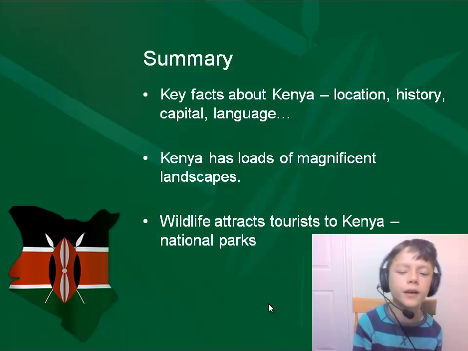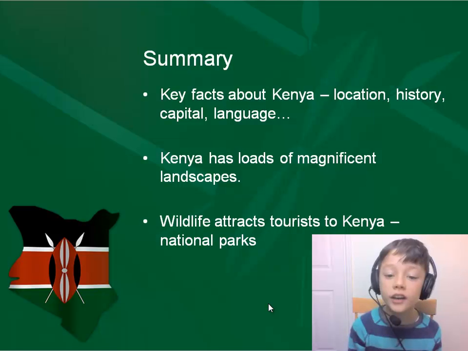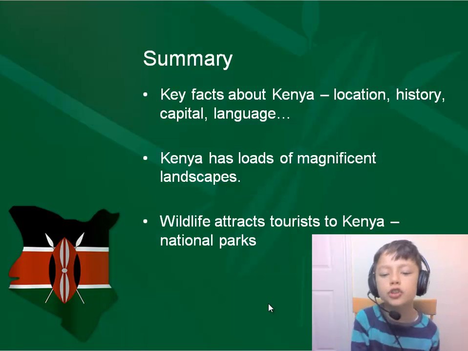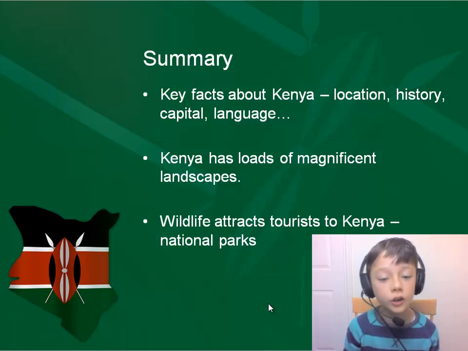Kenya has loads of magnificent landscapes, including the Great Rift Valley, which we've learnt about, the Tanya and Lake Turkana. Wildlife attracts tourists to Kenya a lot each year. National Parks does the job, also the beaches of Mombasa.